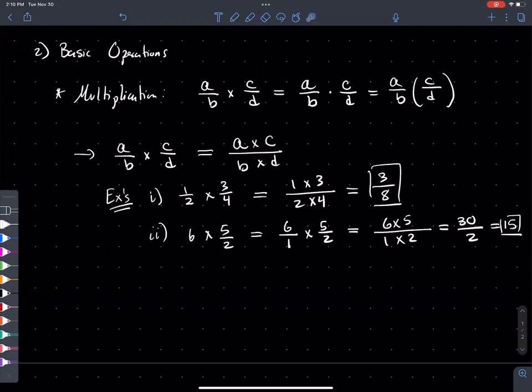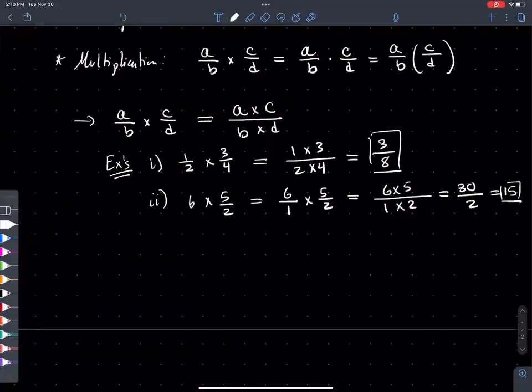Some other people might have noticed that this 15 could have been attained more quickly if you said something like 6 and 2 have a common factor of 2. And after cancellation, you only have a factor of 3 to multiply to 5. So that's another alternative. All right, the second operation that we want to discuss is that of division.